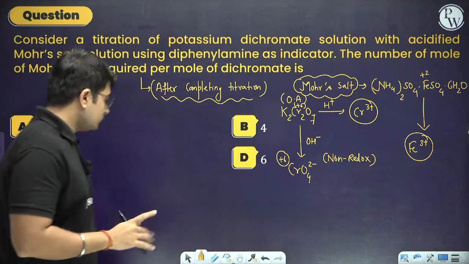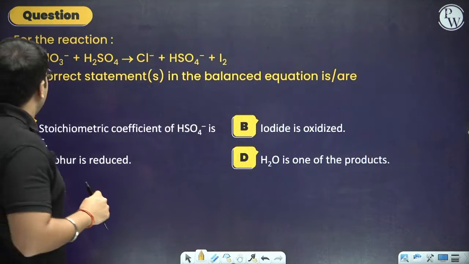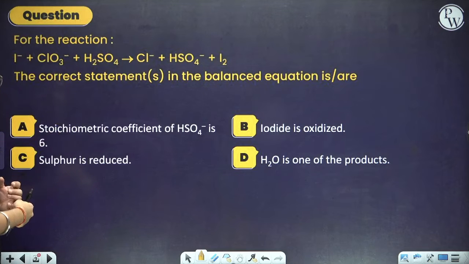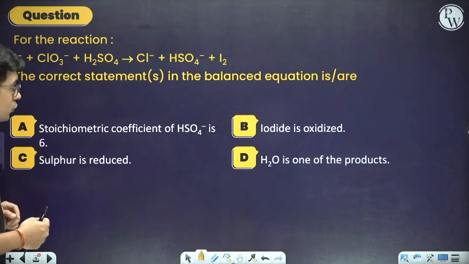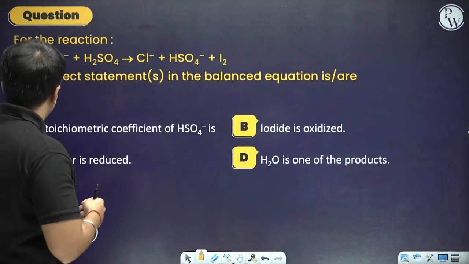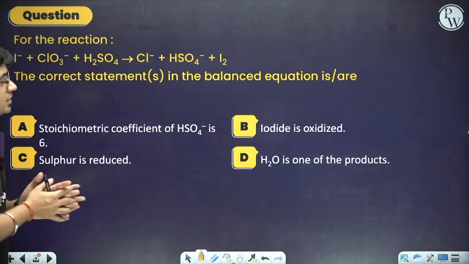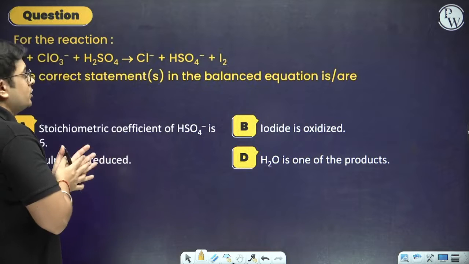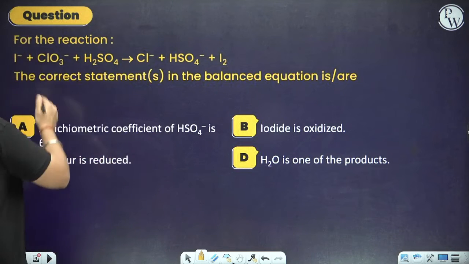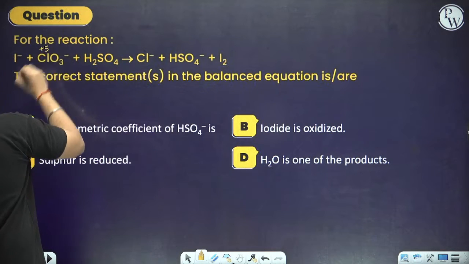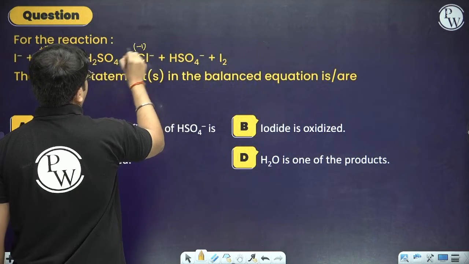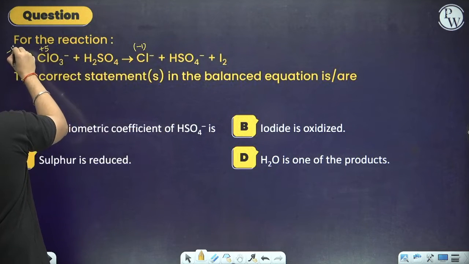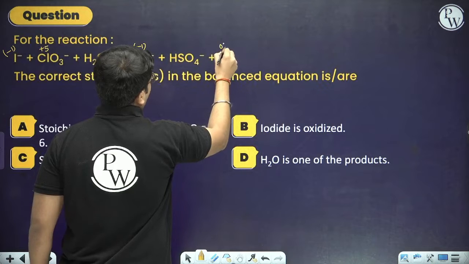Okay. Now, coming back to the next part, for the reaction which is I- plus ClO3- plus H2SO4 gives us Cl- plus HSO4- plus I2. Okay. The correct statement in the balanced equation: is this a balanced equation? I don't think so. This is a balanced equation, because the ClO3-, which is +5, is converting into -1, and I- -1 is converting into 0 in this particular case.